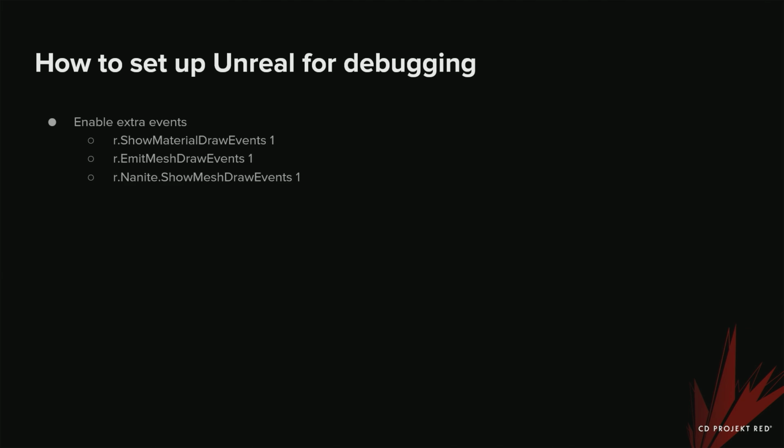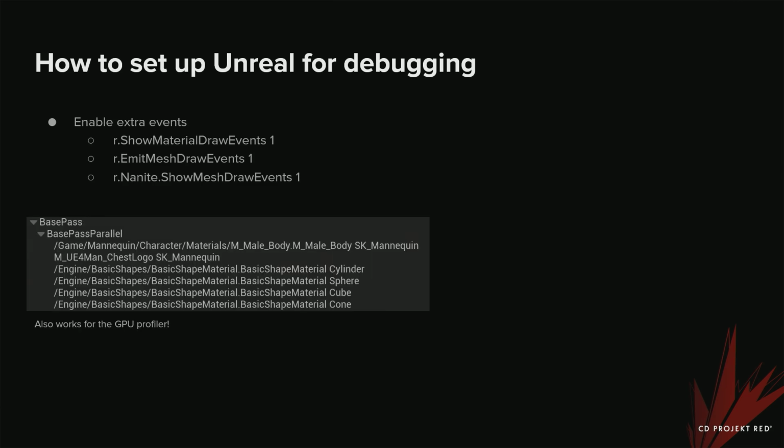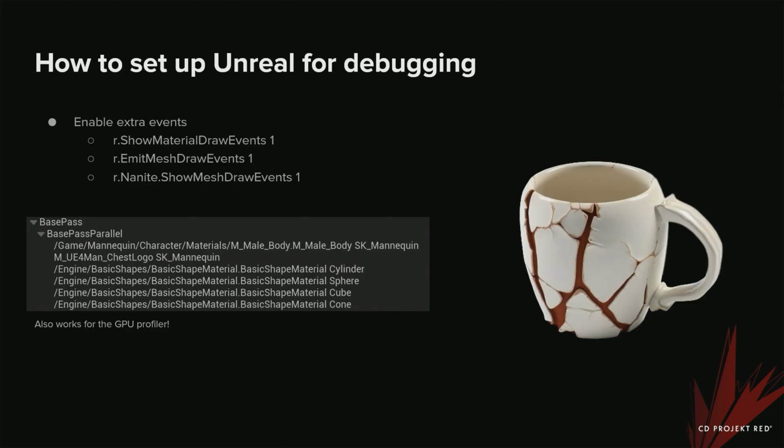Another useful tool is to enable extra events. If you want to know exactly which material or mesh caused the GPU crash, it's good to enable material and mesh draw events. This will include information for each draw call for crash debugging and profiling, but be sure, as it comes with a big performance price. It also shows up in the GPU profiler, which is very useful if you want to profile individual materials or meshes. And remember the mug from earlier? We could very easily track that down simply by enabling the mesh events.